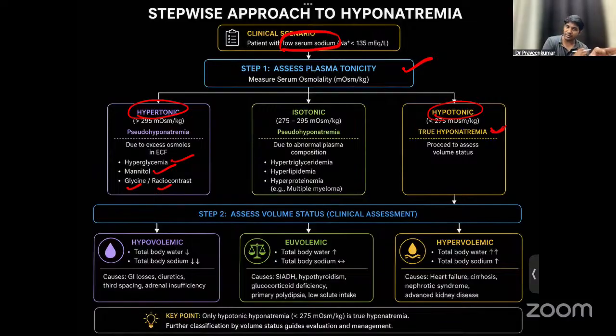Okay, so we have to rule that out first. If we get isotonic, then you have to rule out hypertriglyceridemia, hyperlipidemia, hyperproteinemia. So all these things have to be ruled out. So if you finally get hypotonic hyponatremia, then you have to go and assess your volume status. Okay, so volume status is by what? BP and edema. That's all. So it can be hypovolemic, euvolemic, or hypervolemic. That's all. So based on this, we have to treat the patient.